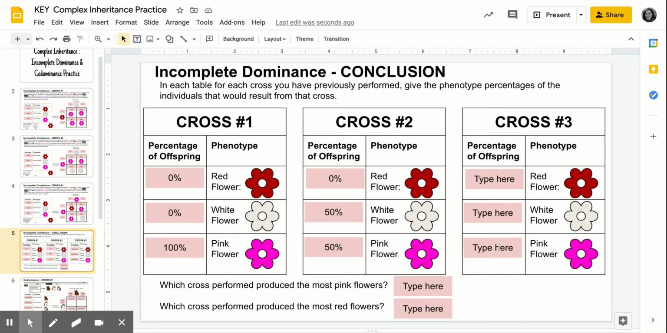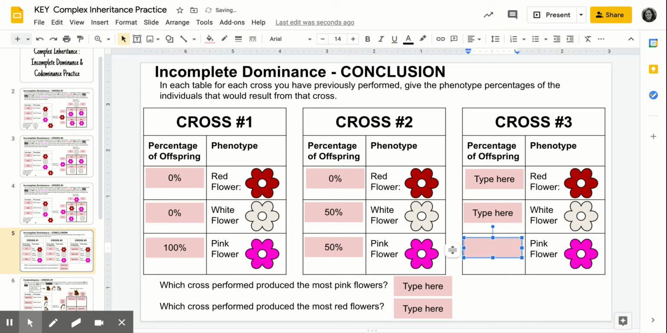So we have 50% pink, 25% white, and 25% red. Okay. Which cross produced the most pink flowers? 50%, 50%. Cross 1. Cross 1. All right, next one. Which cross produced the most red flowers? Well, none of them produced red except for cross number 3.